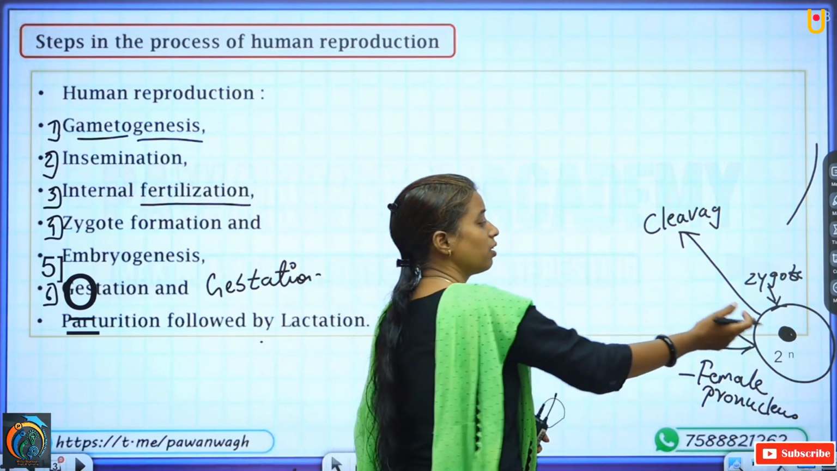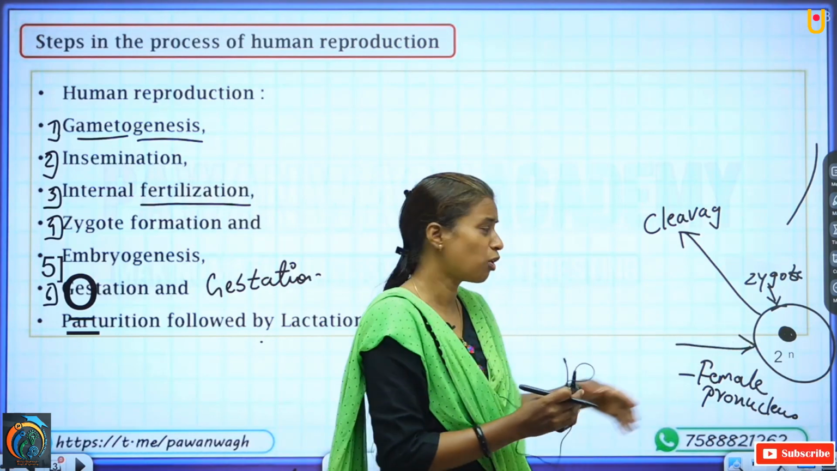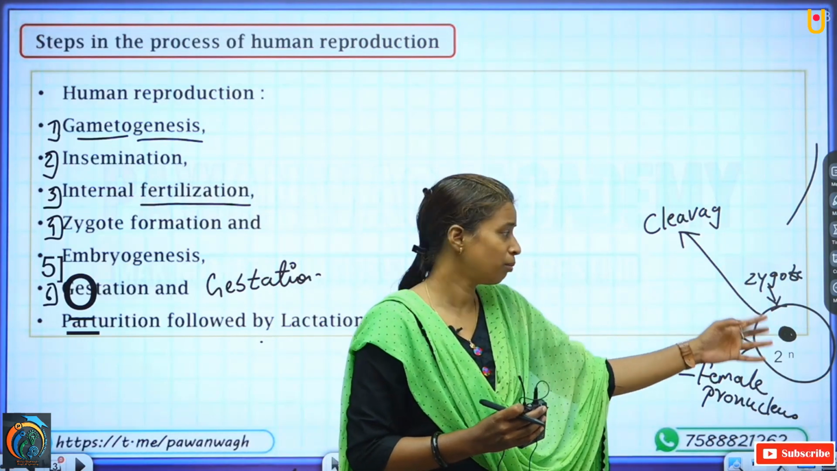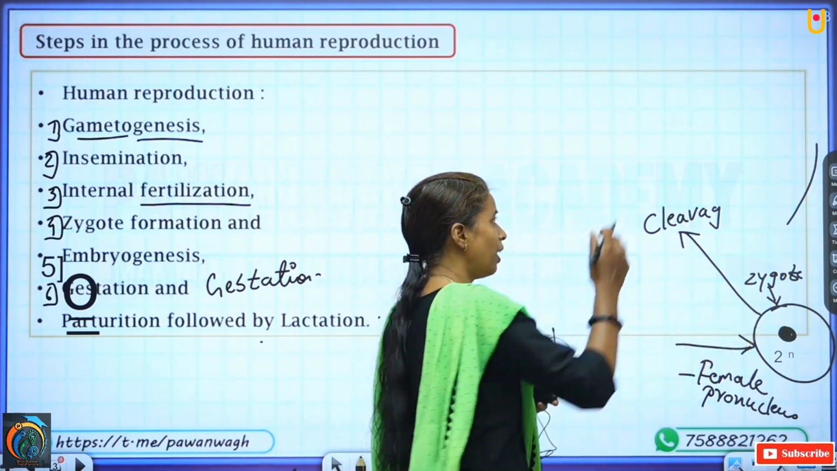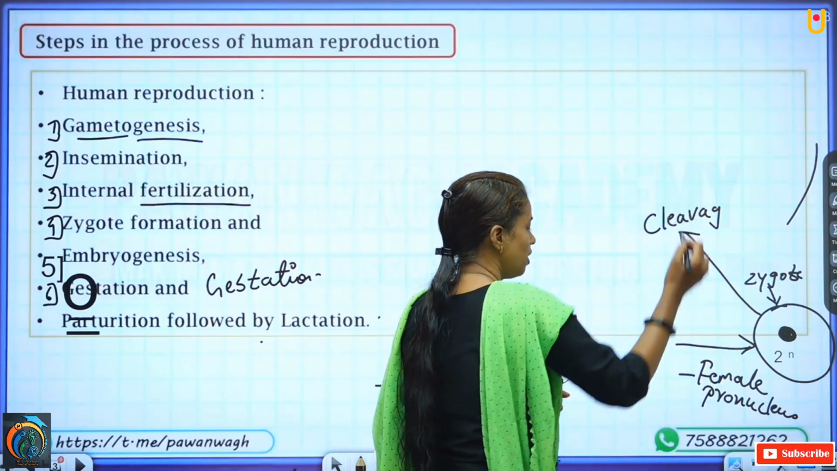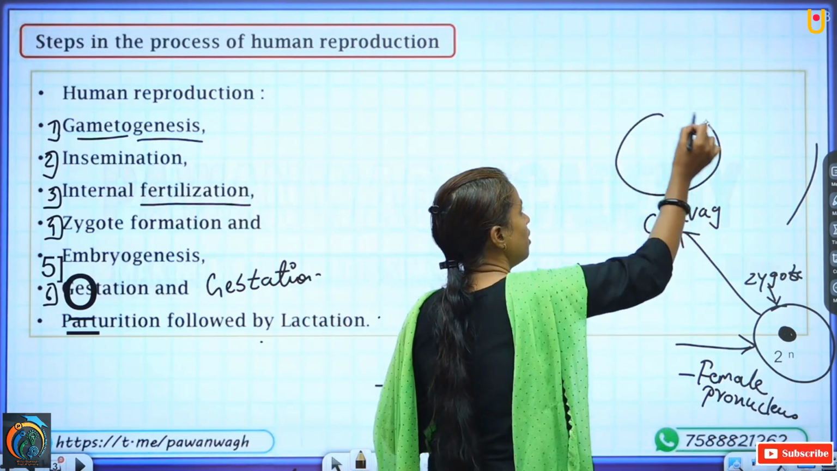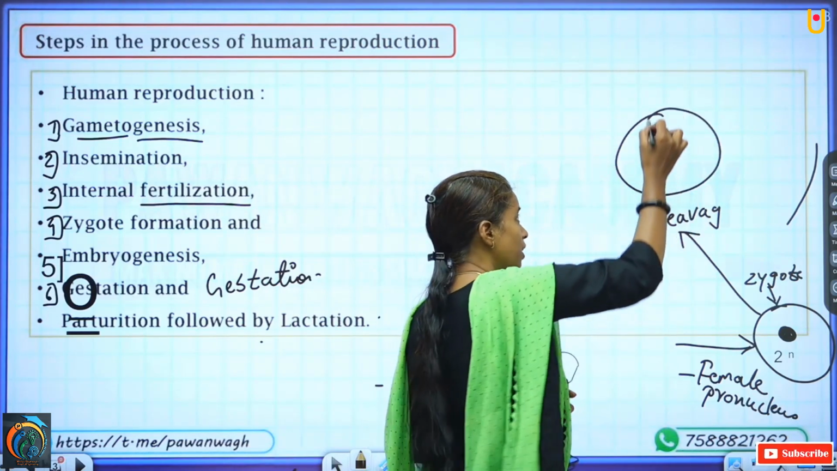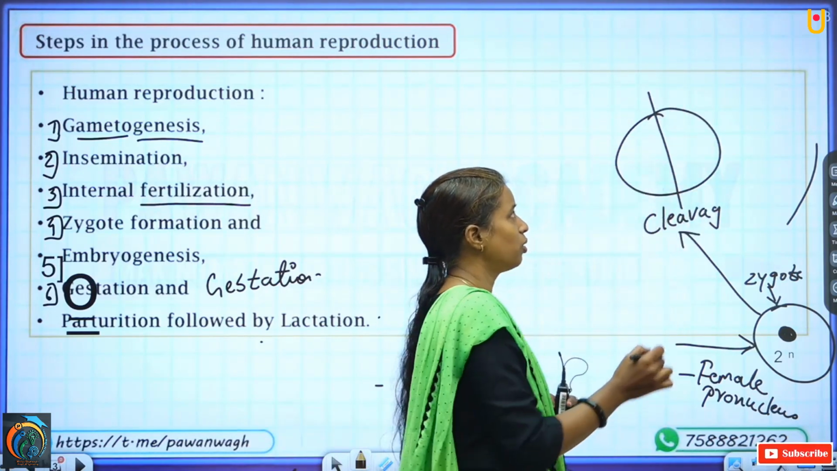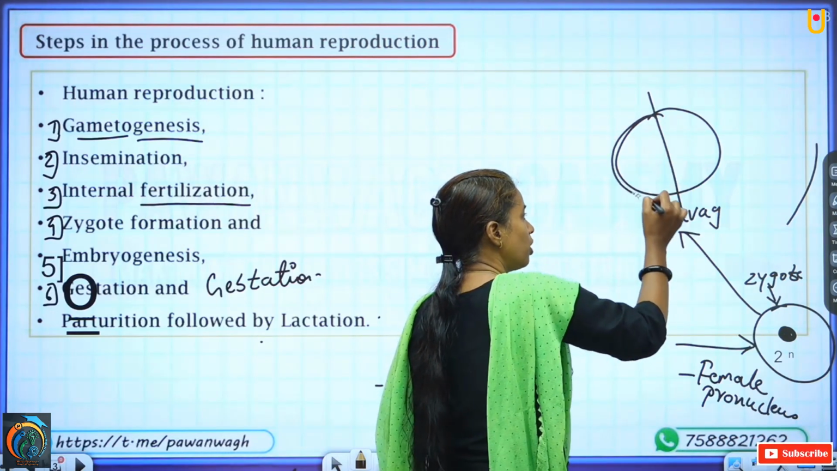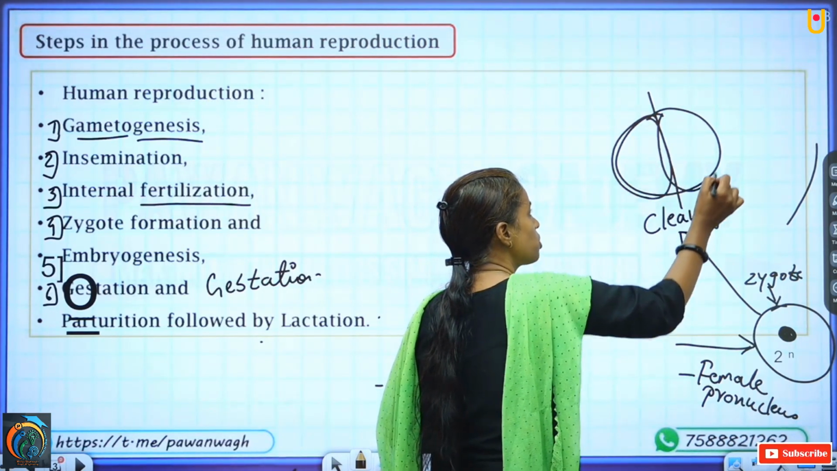This is one cell. After formation of the zygote, it had become one cell. And now this one cell is getting divided into two cells. And we call it a two-cell stage.